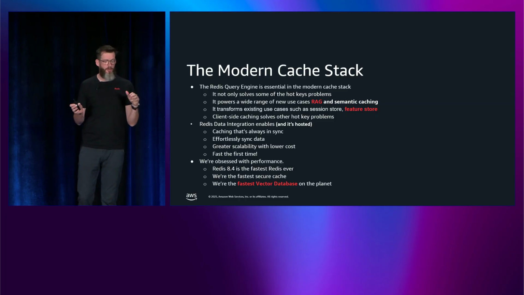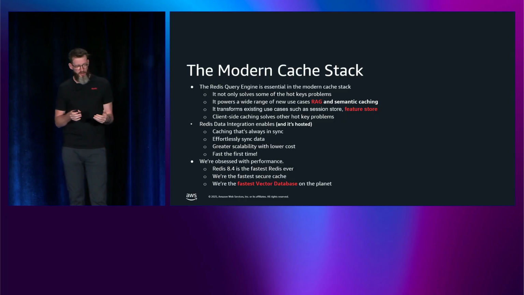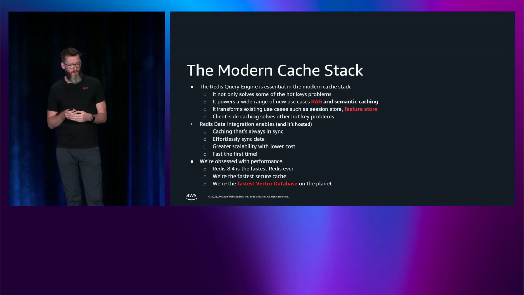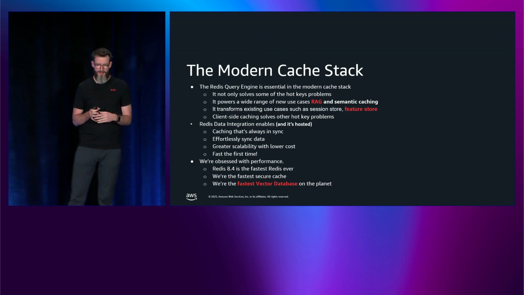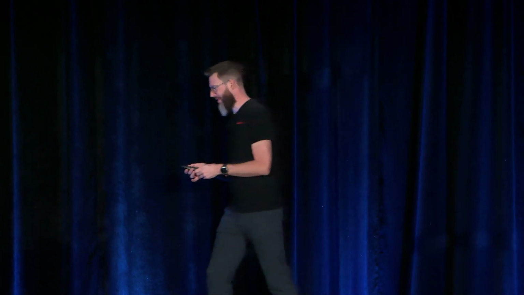And the last thing you need to know is that we're obsessed by latency. It's our fastest release now with Redis 8.4. We're the fastest secure cache, and we're also the fastest vector database on the planet. And I highlighted 3 red things, and these 3 red things are things that Eber from iFood is going to talk about. So I would welcome him to stage right now. Thank you. Good luck. Thank you, Peter.